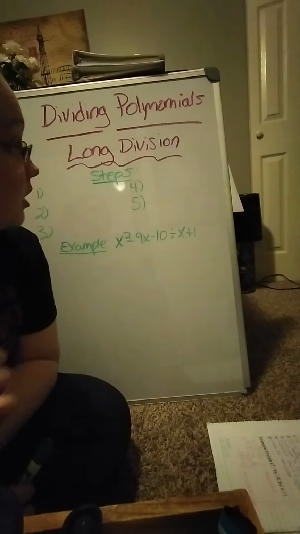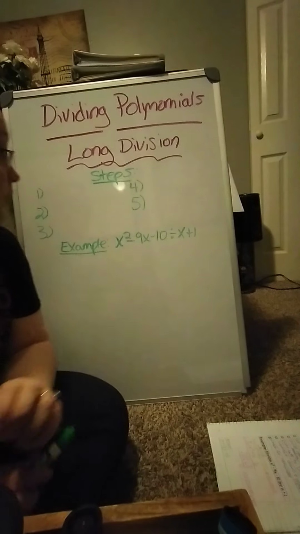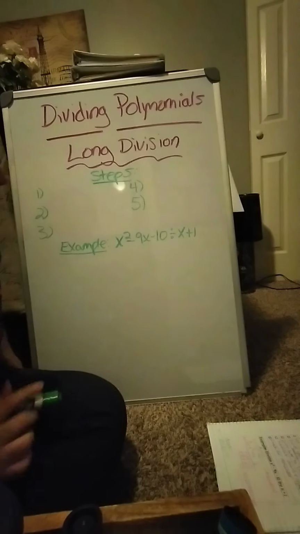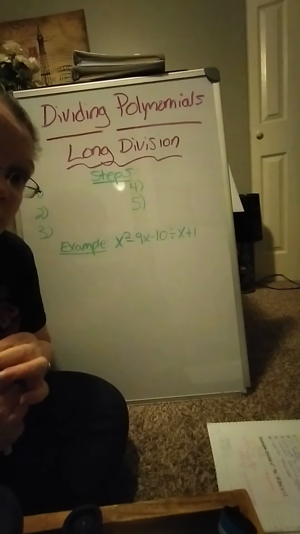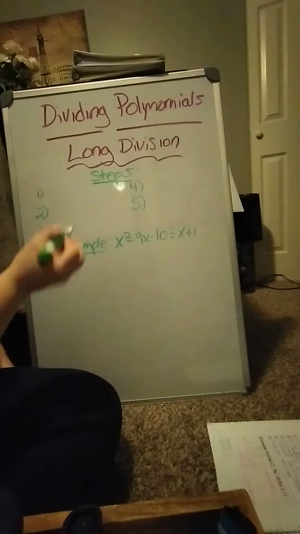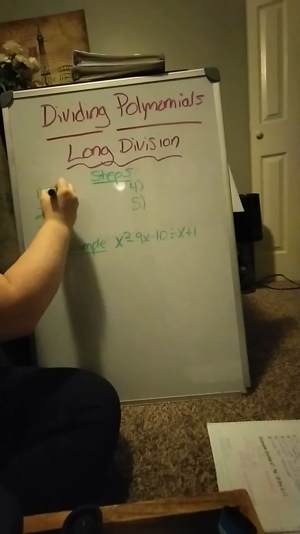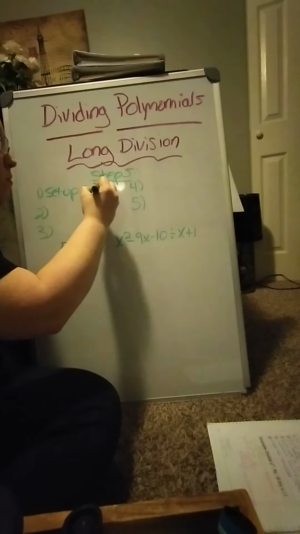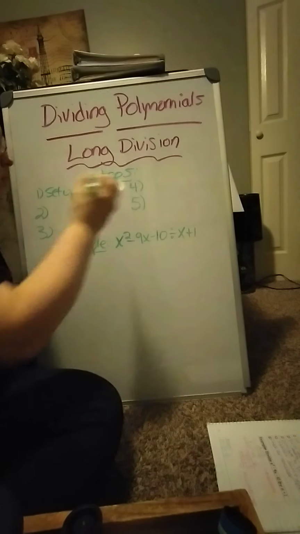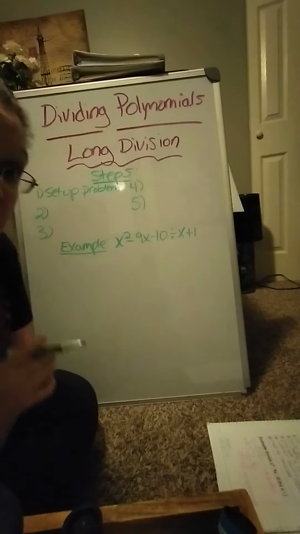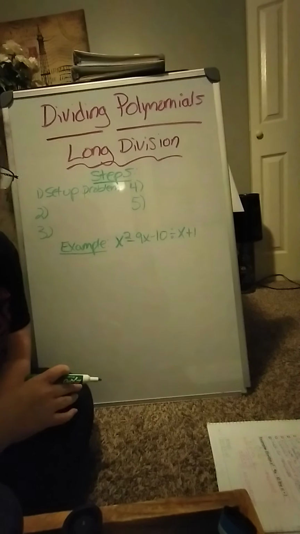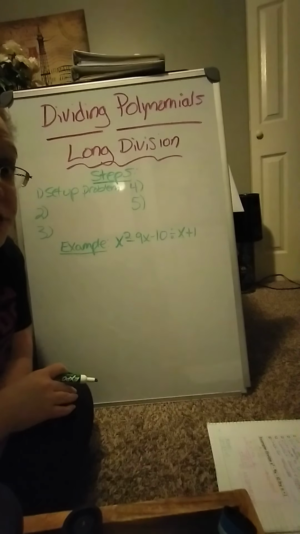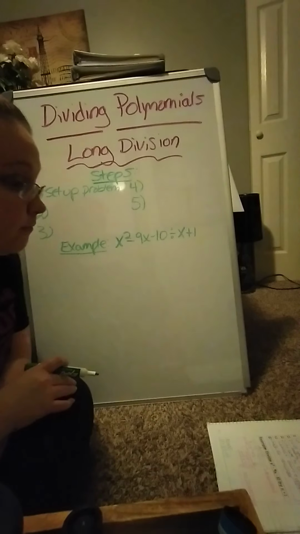The first thing we're going to talk about are the steps for long division. There are 5. The first one is to set up your division problem. And what I mean by that is, how did it look back in the day when you guys did long division in elementary school?